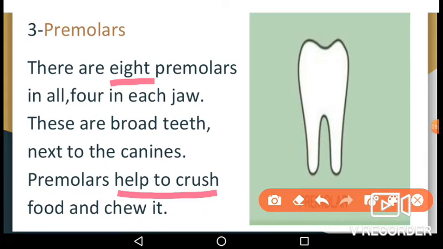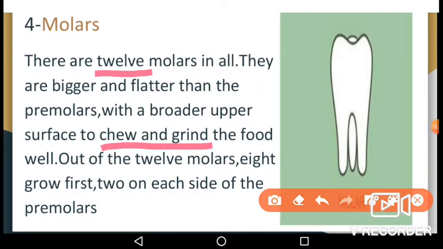Your 8 premolars sit next to your canines. There are 4 premolars on top and 4 on the bottom. They help to crush food and chew it. Your 12 molars are your biggest and strongest teeth. You have 6 on the top and 6 on the bottom. They help to chew and grind the food.